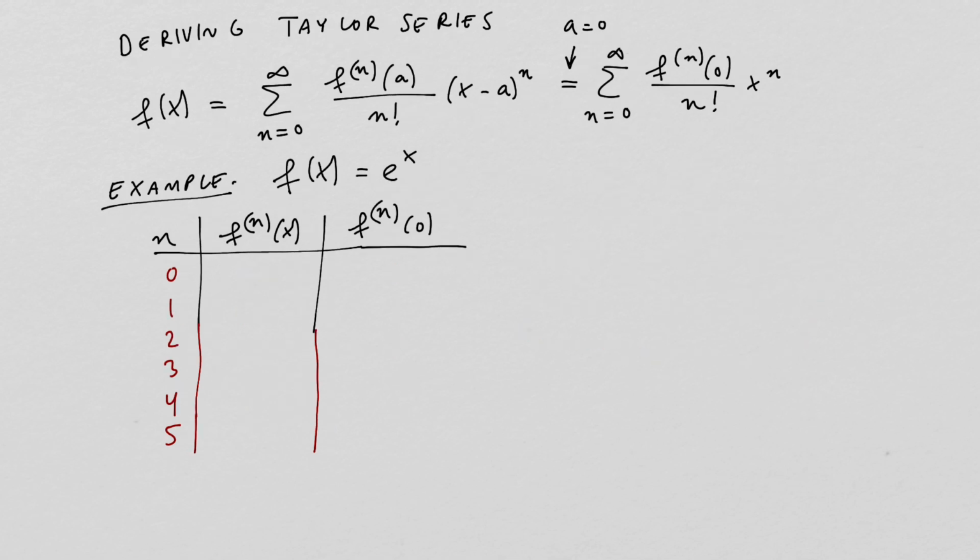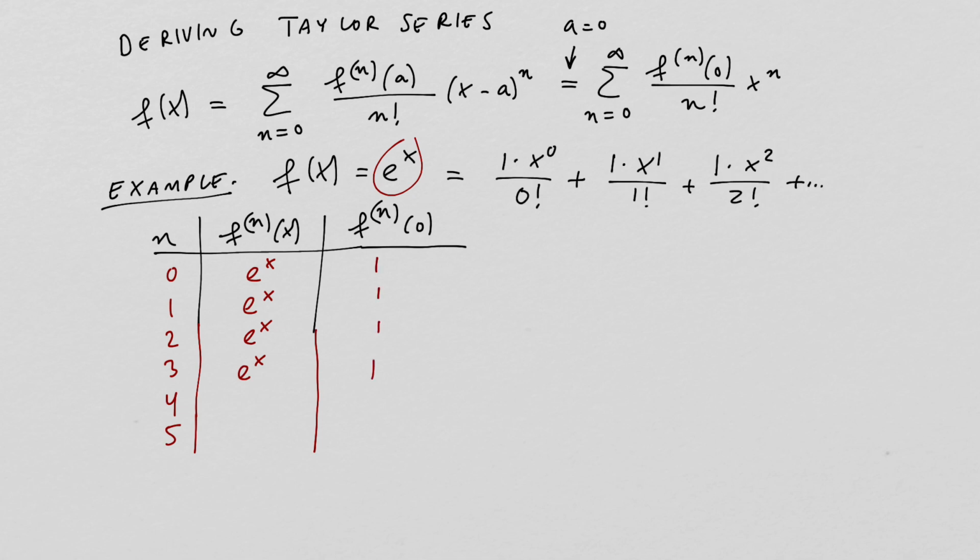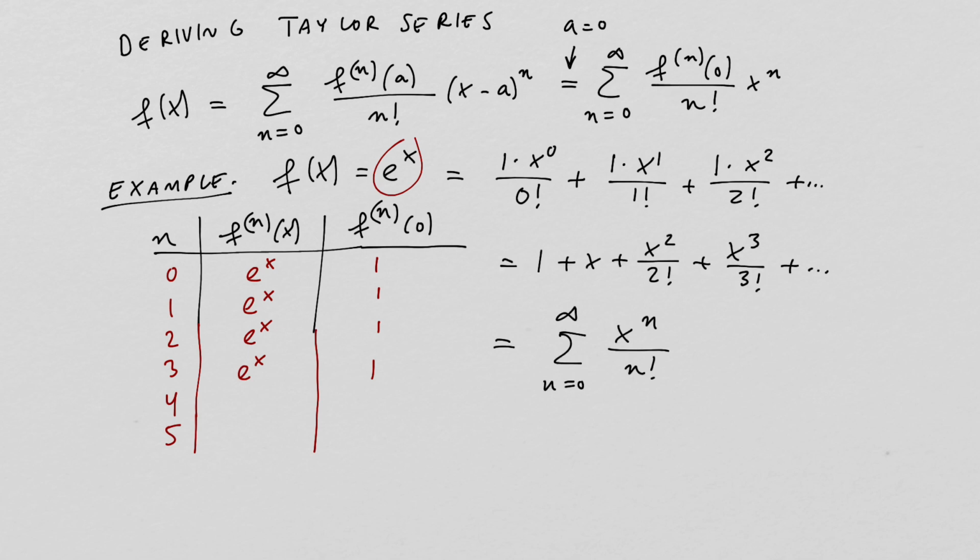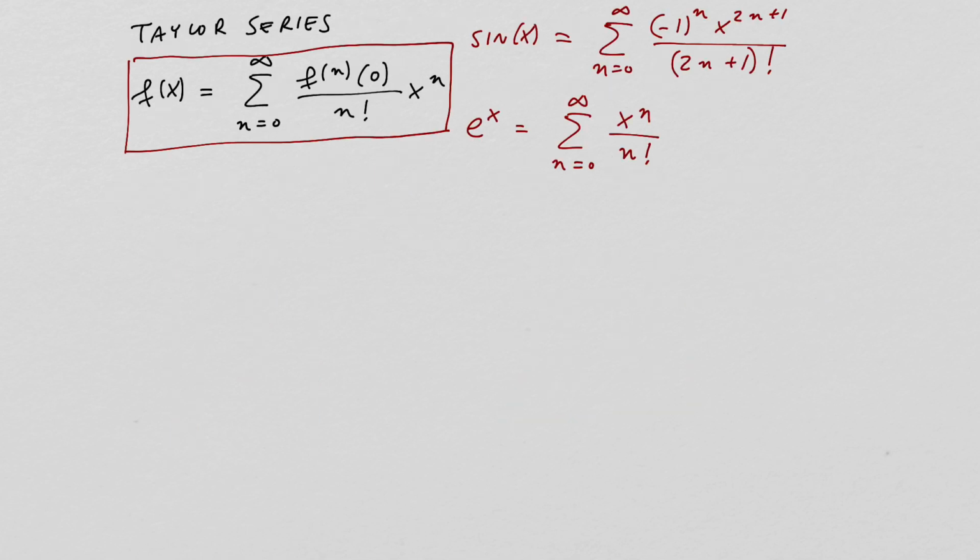If our function is the exponential function, the things will be even more simple. All the derivatives will be equal to e to power x, and all the derivatives in 0 will be 1. So we obtain our series and a formula. By using the formula of Taylor series, we obtain the expansion for sine of x and e to power x.